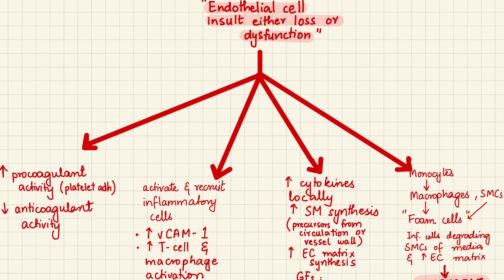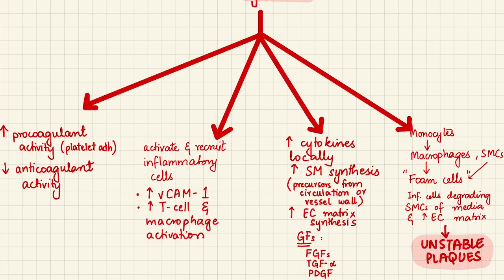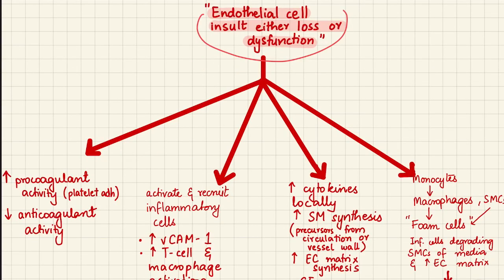The precursors of smooth muscle cells can be derived from within the circulation and also from the vessel wall media. All of this will cause increased smooth muscle synthesis and increased extracellular matrix synthesis. The growth factors which are mainly responsible for this are fibroblast growth factor, TGF alpha, and platelet derived growth factor. All of these will cause the proliferation of smooth muscles and extracellular matrix synthesis. As I said, regardless of the cause of endothelial cell injury, what happens is that in the intima there is lipid deposition, and we can see these fatty streaks in the intima of the arteries.